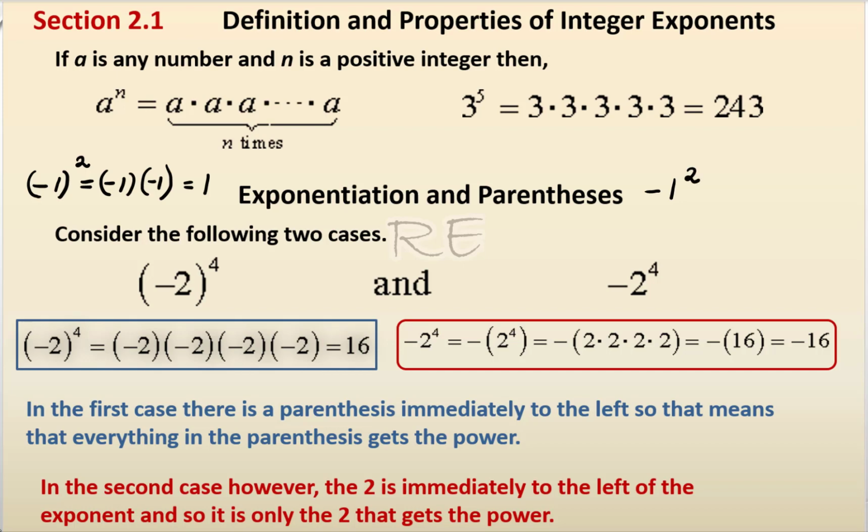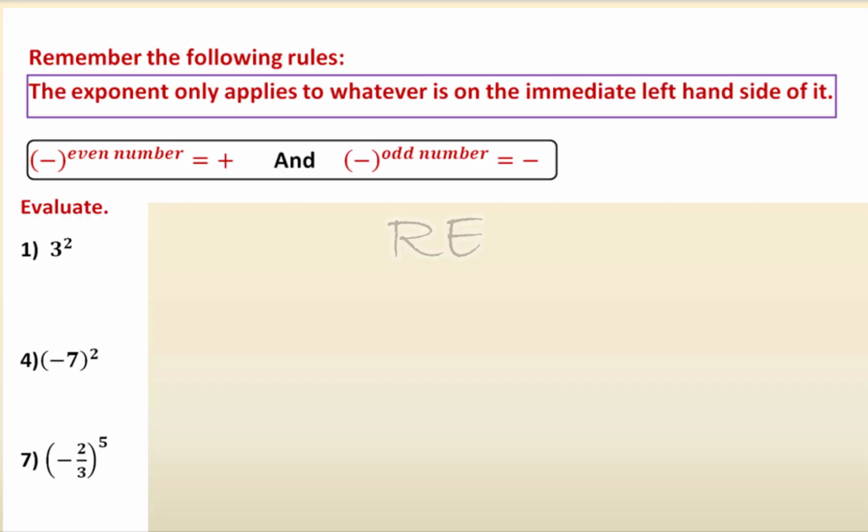Negative 1 without parentheses squared, order of operations, we multiply 1 by itself, and then we tack on the negative sign. So it's equal to negative 1. Be very careful with parentheses. Remember that the exponent applies to whatever is on the immediate left-hand side of it.